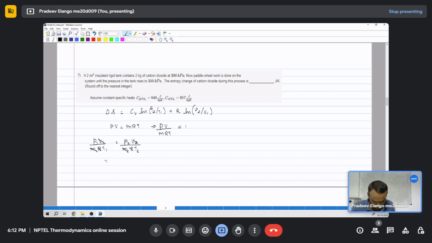We want T2 by T1, so T2 by T1 will be P2 by P1. P2 is given as 350 kilopascal and P1 is 200 kilopascal. So we will get 1.75. Now delta S is equal to Cv into the first term, because the second term ln of 1 is 0. So delta S equals Cv, which is given as 657, into ln of T2 by T1, that is 1.75.